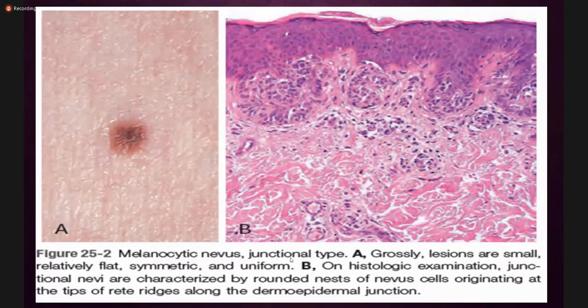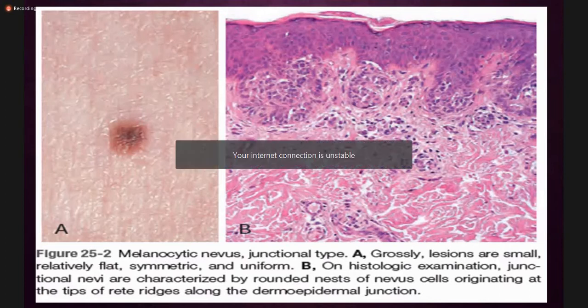So this is a picture of the junctional type of nevus. Grossly, lesions are small, relatively flat, symmetric, or uniform, but they can be large. Even large lesions can be seen in congenital forms. Congenital nevi can be very large. But here you can see the microscopic picture, in which there are clusters or nests of melanocytes present at the dermoepidermal junction. You do not see any nests in the dermis here, so it is a junctional nevus.